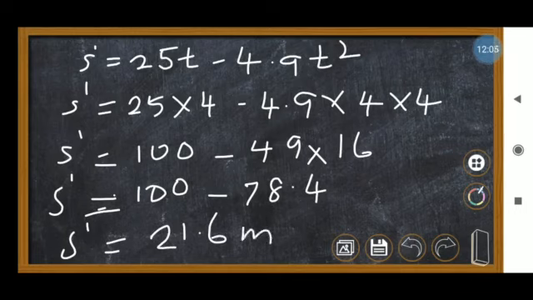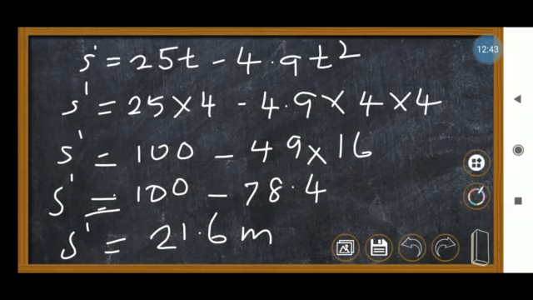So s dash equals 21.6 meter. That means when you throw the stone upwards, it reaches 21.6 meter. When you drop the stone from the top, it covers 78.4 meter. At time 4 seconds, both stones meet each other. At that time the top stone covers 78.4 meter and the bottom stone covers 21.6 meter. Understand, students? I hope this is a big problem, but if you practice, it will be very easy. Shall we see the next problem?